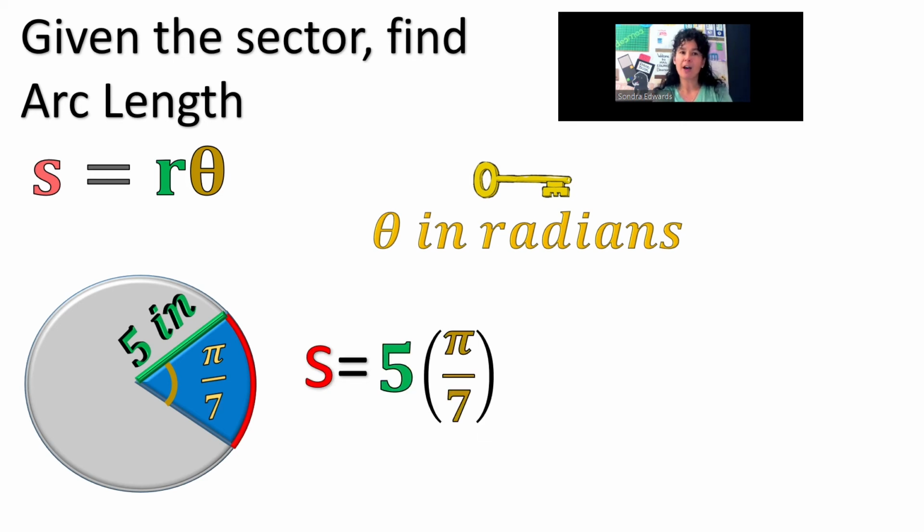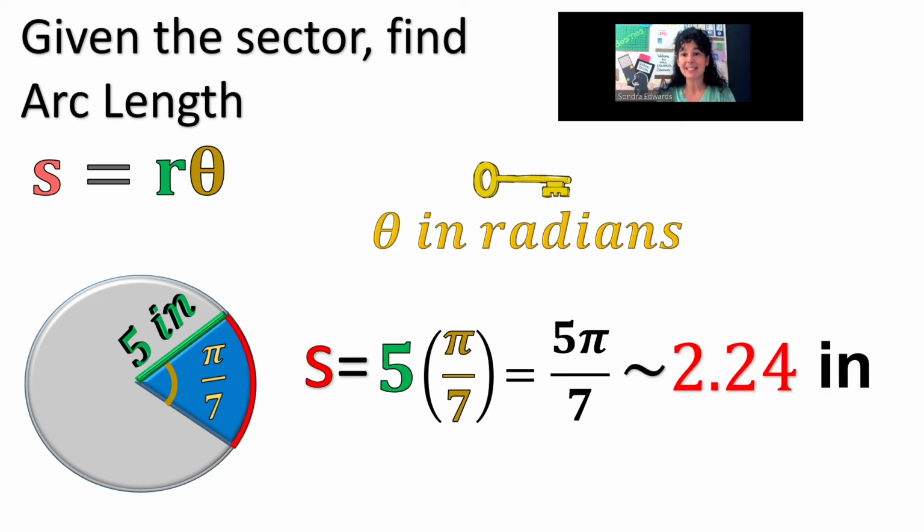So I'm going to put 5 in for the radius, the angle measure pi over 7 in for theta, multiply those together, and the arc length, the length of that red curve there, is 5 pi over 7. 5 times pi divided by 7 is 2.24-ish, which is just an estimate for how long that arc length is.